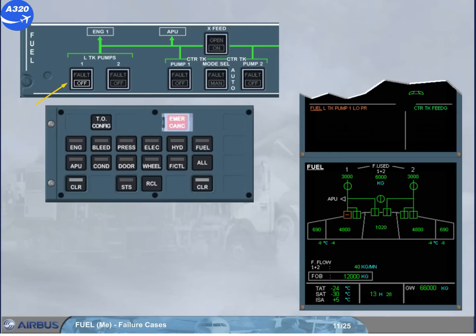We have switched the left tank pump to off for you. Observe, on the fuel panel, the amber fault light in the left tank pump 1 push button switch is replaced by the white off light. On the ECAM fuel page, the amber low indication is replaced by an amber cross line, indicating that the pump is off.